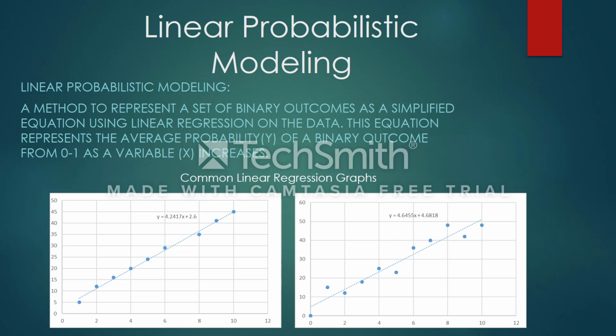Linear probabilistic modeling is a method to represent a set of binary outcomes as a simplified equation using linear regression on the data. The equation given by the linear regression represents the average probability, which is the y-axis, of a binary outcome which accumulates relative to the x-axis.